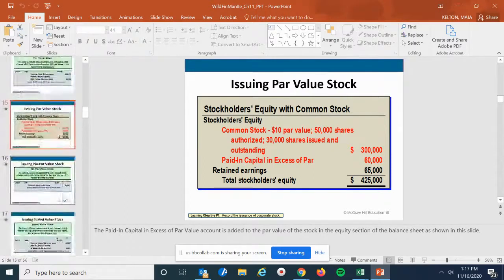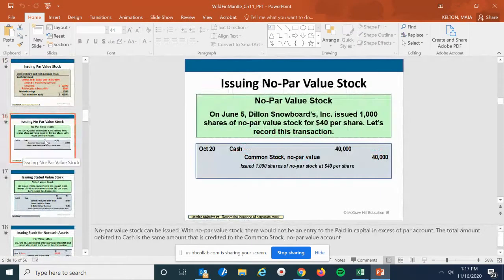So sometimes, and these are really not very important cases, just so you know, sometimes the company will issue no par, and if they issue no par stock, then whatever the proceeds from the sale are, that's what would be credited to common stock and remain in the stockholders' equity.